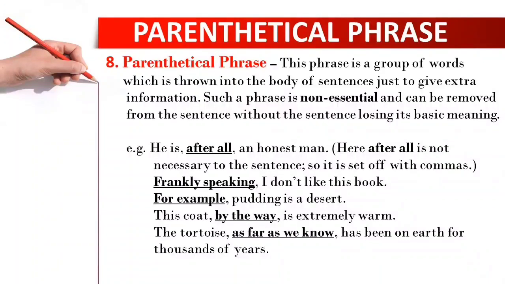Frankly speaking, I don't like this book. Here, frankly speaking is a parenthetical phrase. For example, pudding is a dessert. Here, for example, is a parenthetical phrase. This coat, by the way, is extremely warm. Here, by the way, is a parenthetical phrase. The tortoise, as far as we know, has been on earth for thousands of years. Here, as far as we know, is a parenthetical phrase.